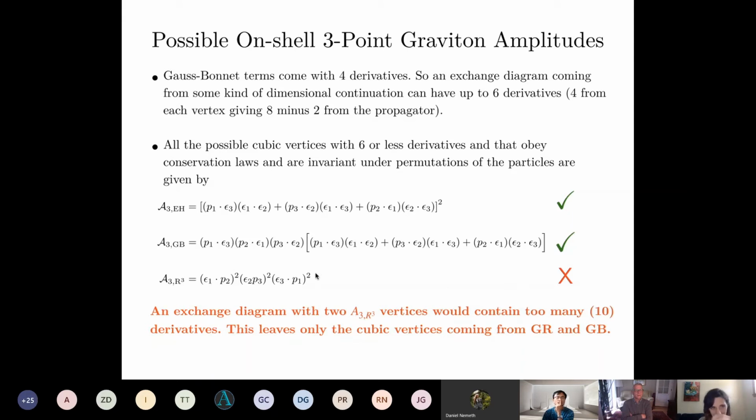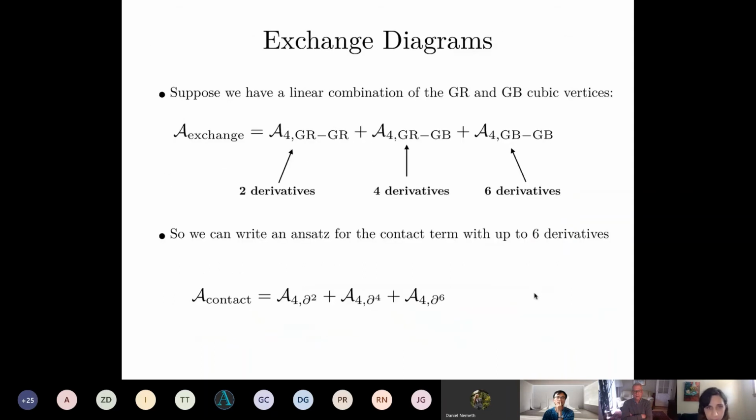Here is a list of all the possible cubic vertices with 6 derivatives or less that obey conservation laws and are invariant under permutations of the particles. So you can only get these 3, and they happen to correspond to the Einstein-Hilbert piece, the Gauss-Bonnet piece, and the R cubed piece. But an exchange diagram involving two of these vertices would contain 10 derivatives, and so this is too many. So this leaves us with cubic vertices only coming from GR and Gauss-Bonnet.